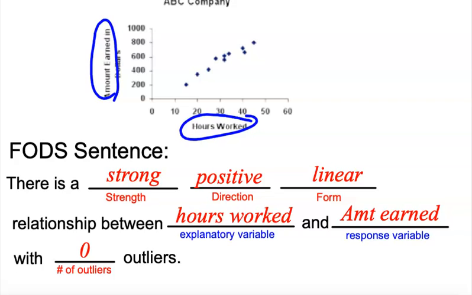Go ahead and make sure you're filling those in your notes. There is a strong positive linear relationship between hours worked and amount earned with zero outliers. When you're ready, we are going to go to the next page. If you have to hit pause to fill this in, go right ahead.